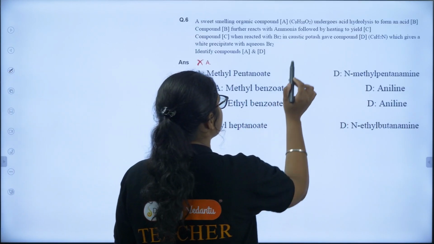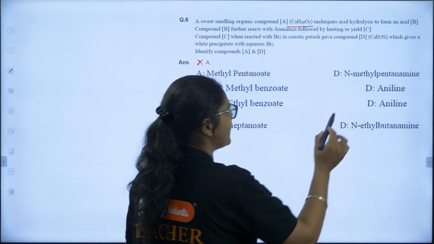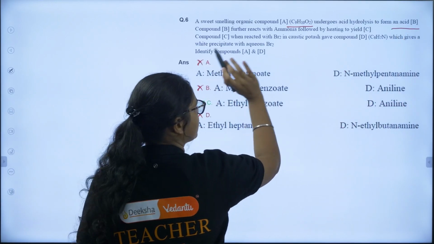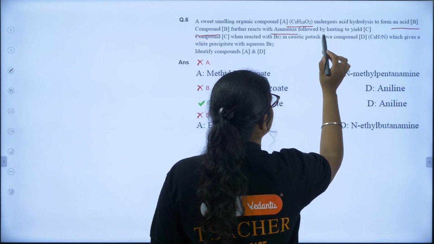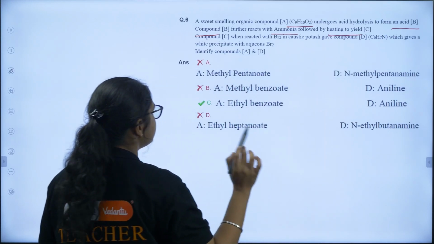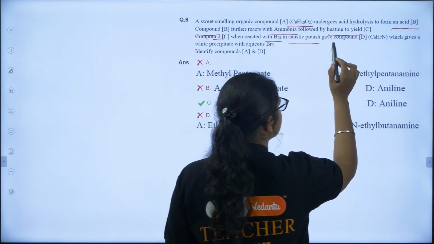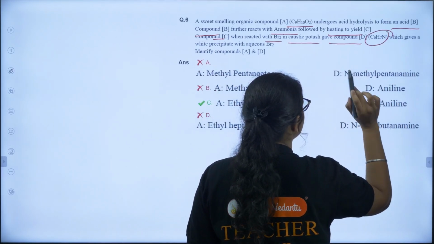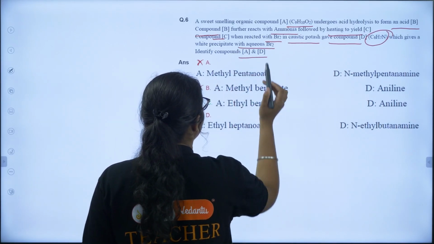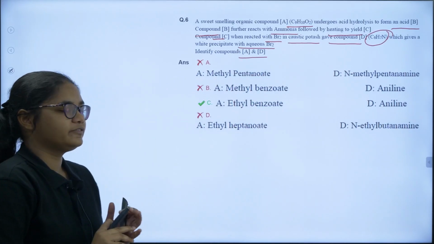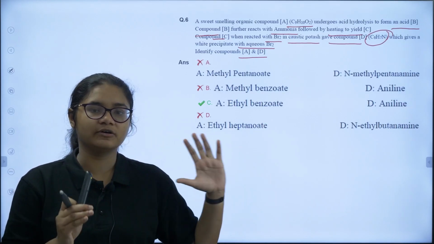A sweet smelling organic compound A, C9H10O2, undergoes acid hydrolysis to form an acid B. Compound B further reacts with ammonia followed by heating to yield C. Compound C, when heated with Br2 in presence of caustic soda, gives compound D, that is C6H7N, which gives a white precipitate with aqueous Br2. Identify A and D. Whenever you see this type of questions, it is very essential to first draw the diagram or the scheme for the question.